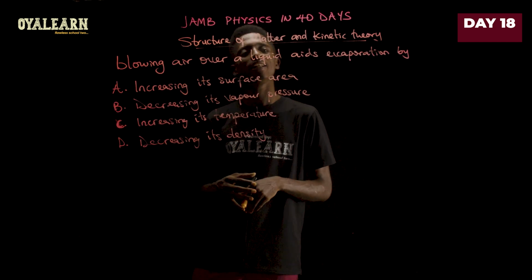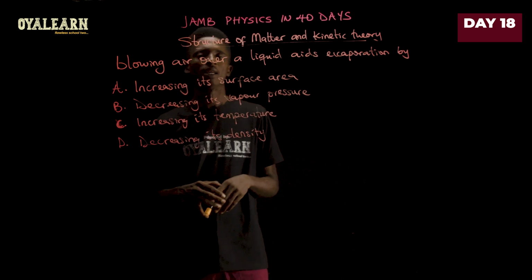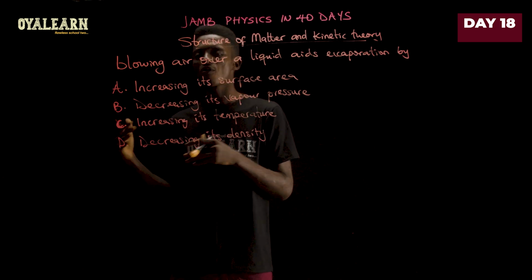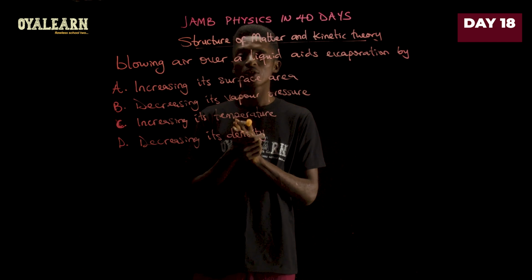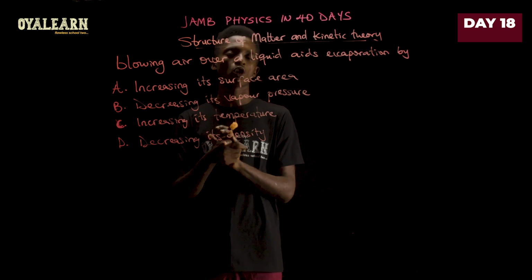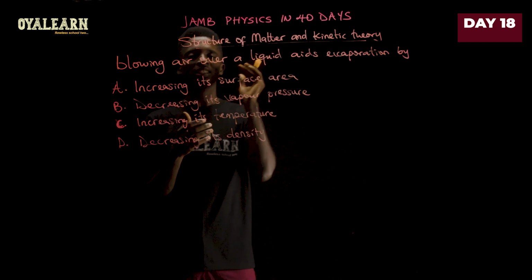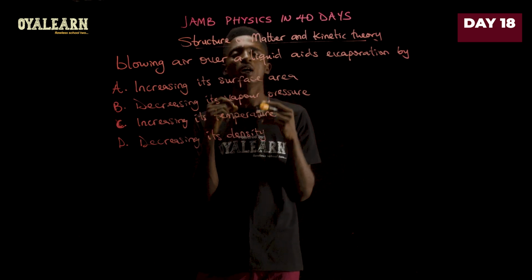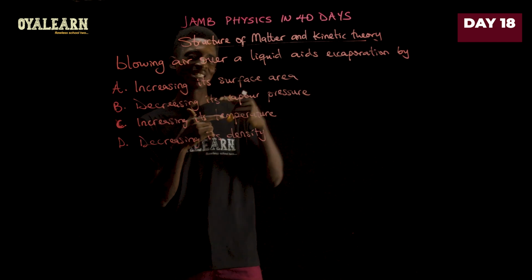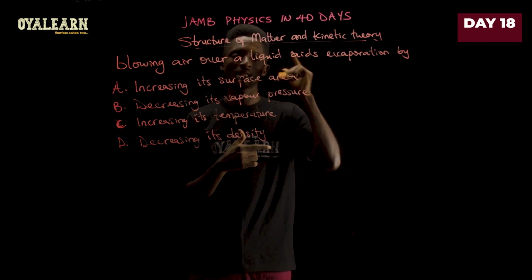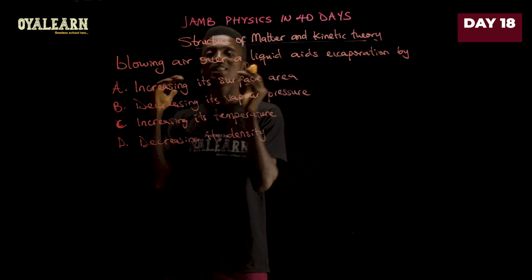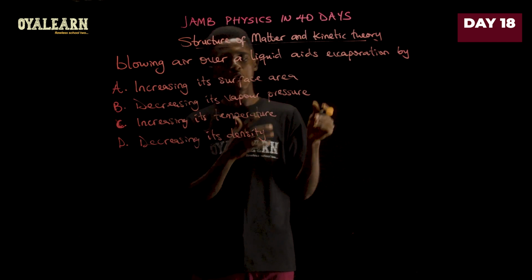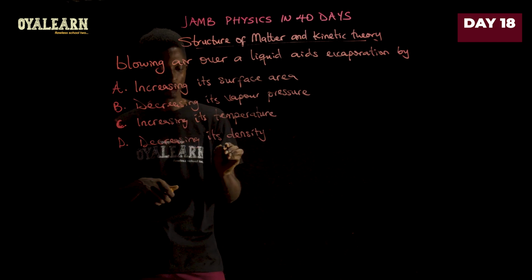Blowing air over a liquid aids evaporation by. Now, when you blow air over an open liquid, it actually increases the rate of evaporation by decreasing the vapor pressure, thereby allowing more of the molecules of the liquid to be able to escape into the gaseous state. So the answer is that it decreases vapor pressure. So we go with option B.